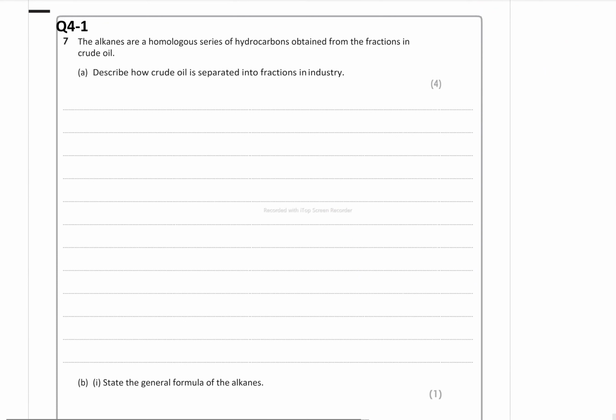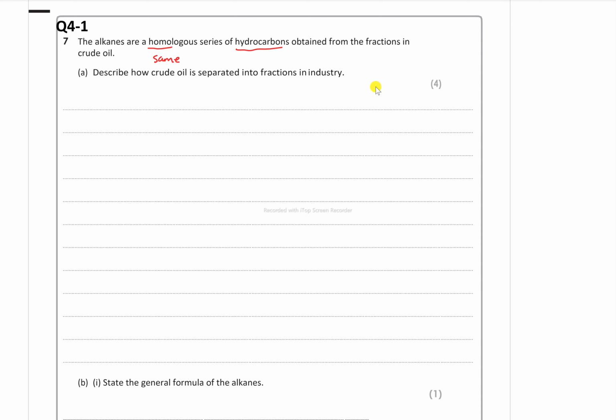Right, alkenes are a homologous series. Homologous means same; they're part of the same series. Hydrocarbons are molecules that contain only hydrogen and carbon.